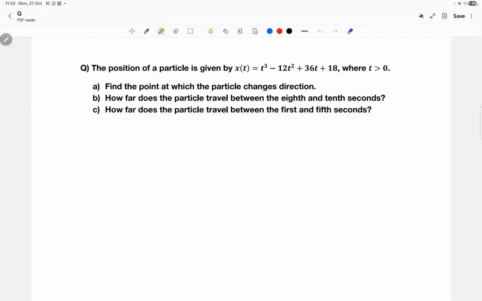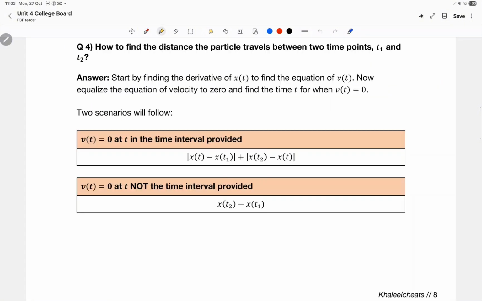Okay, for part B of the question, it says how far does the particle travel between the 8th and 10th seconds? So the particle travels a certain distance between the 8th and 10th seconds, and we're supposed to be finding out what that distance is exactly. So, to do so, let me show you the two scenarios we have to adhere to. We got two scenarios here. The velocity is 0 at a time in the time interval provided, and we must be following this equation, or the velocity is 0 at a time that is not in the time interval provided. Let me show you what that means.